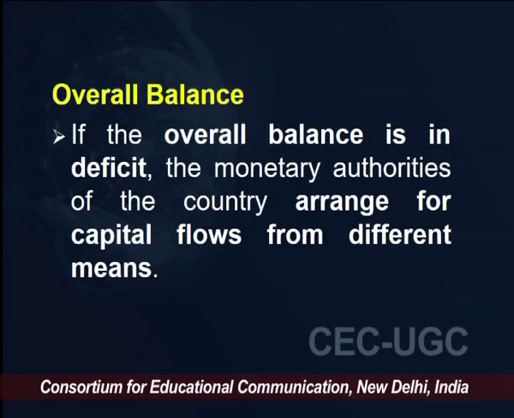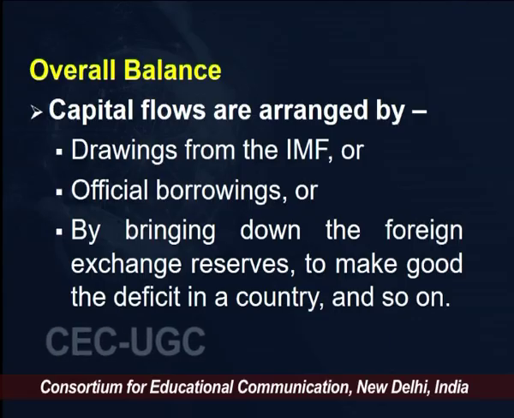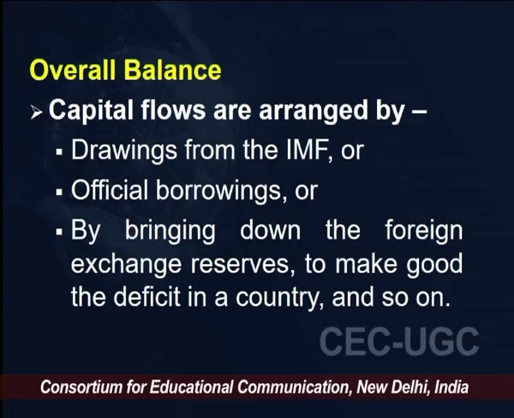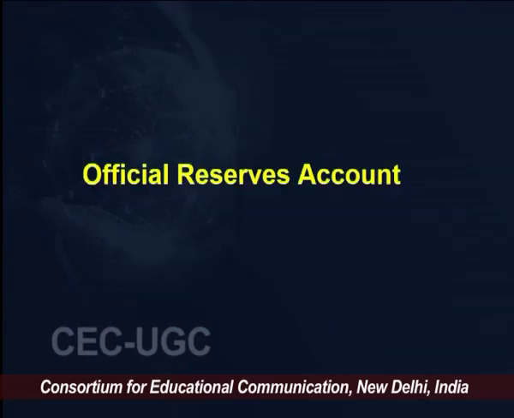So, there will be borrowings from, say, the IMF, and the official reserve account will deplete or show a decrease. So, the capital flows are arranged from drawings from the IMF, official borrowings, or by bringing down the foreign exchange reserves to make good the deficit in a country, and so on.